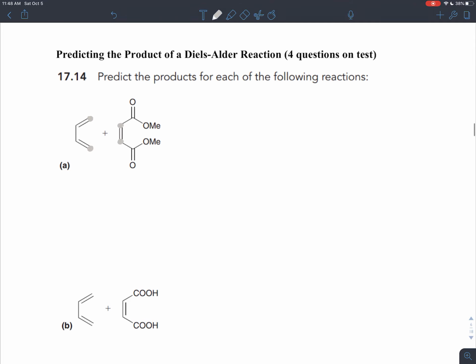So your first step is just to draw dots at the end of the conjugated system for the diene and at the end of the two carbons in the double bond of the dienophile. And then just draw a dotted line between them. Those are the two new bonds you're going to form, the two new sigma bonds. Once you have those, move all of the pi bonds in the same direction. By direction, I mean clockwise or counterclockwise.